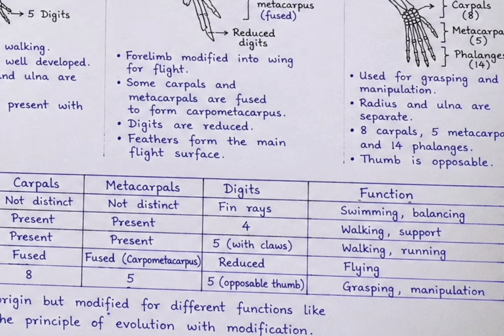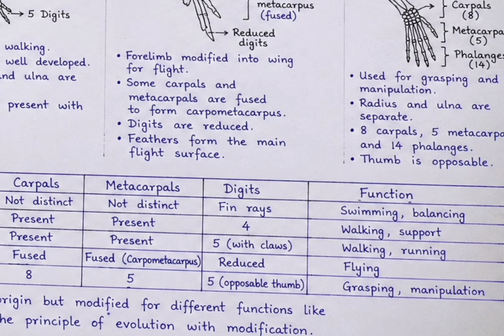The functions are swimming and balancing in fishes, walking and support in amphibia, walking and running in lizards, flying in birds, grabbing and manipulation in human beings or mammalia. This table is most important. We have to remember the table. Please write the table clearly and learn it by heart. It has complete information on the forelimbs of vertebrates, so listen and look carefully at this topic.